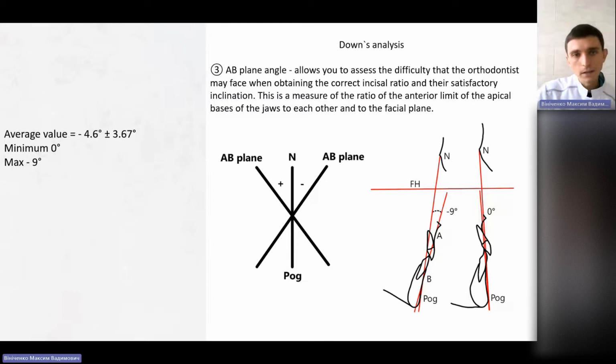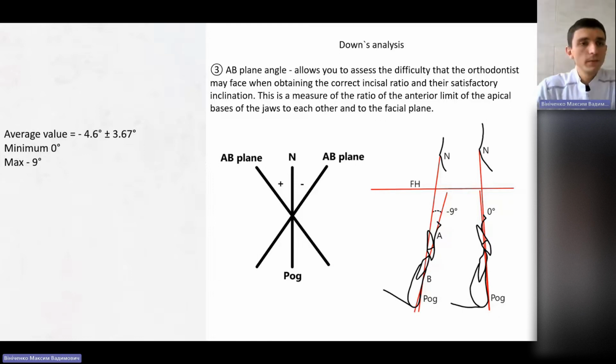The AB plane angle is the third measurement. It allows you to assess the difficulty that the orthodontist may face when obtaining the correct incisal ratio, not only the orthodontist but the orthopedist also, when obtaining the correct incisal ratio and satisfactory inclination. This is a measure of the ratio of the anterior limit of the apical bases of the jaws to each other and to the facial plane.